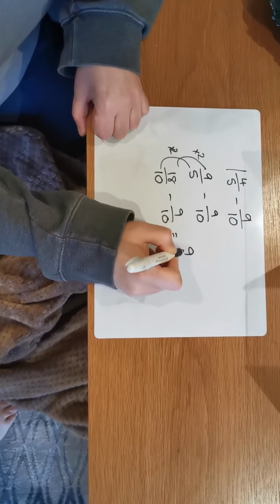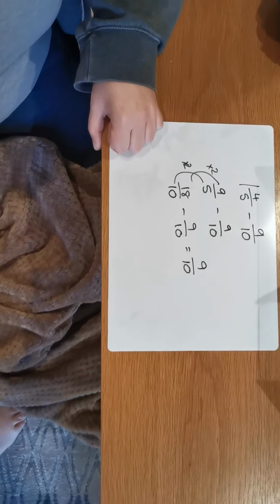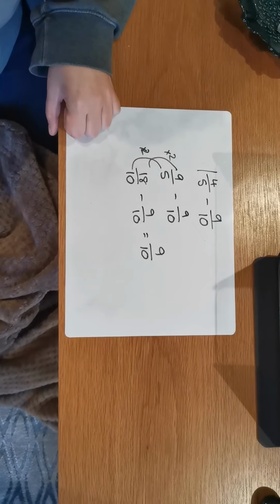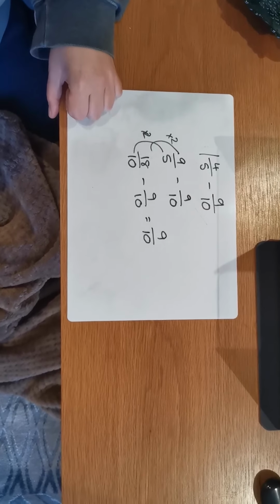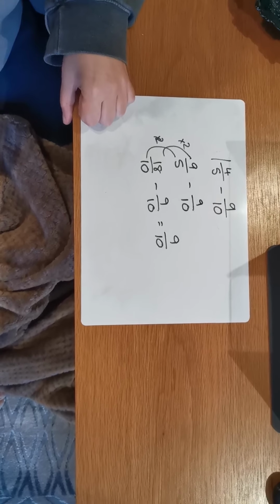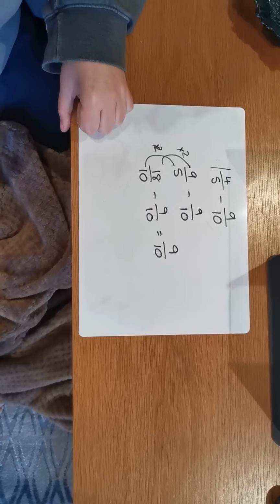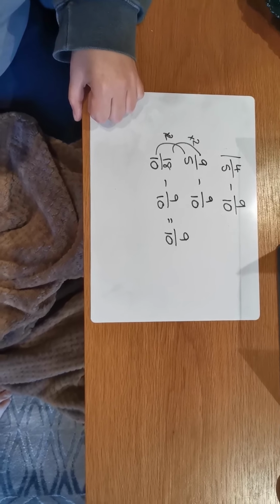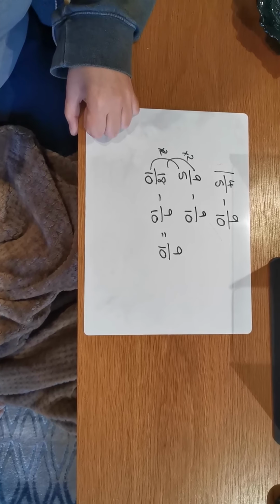My answer is 9/10. Now, obviously, if you had two mixed numbers, you would convert them both into an improper fraction first, and then make the denominators the same and subtract. But the method is exactly the same as addition. It's just a case of you're subtracting now instead of adding the fractions.